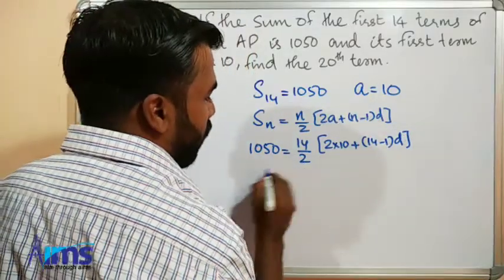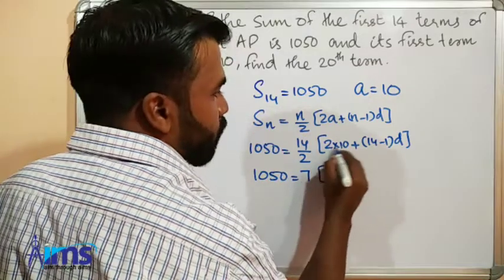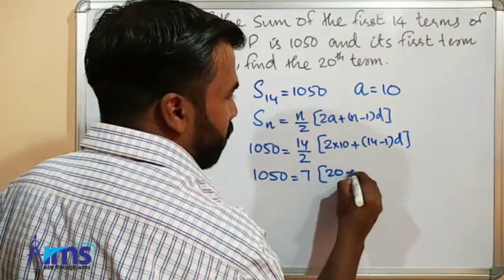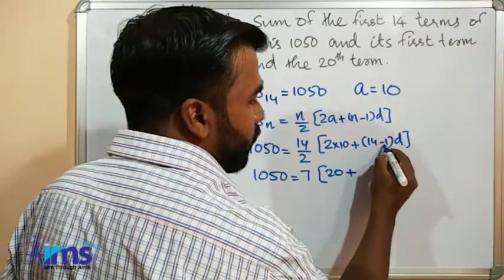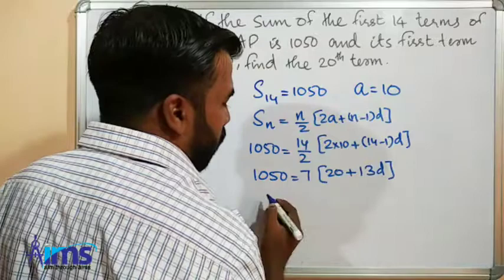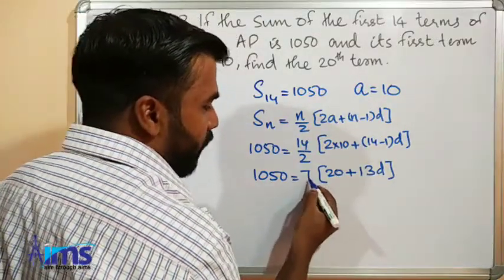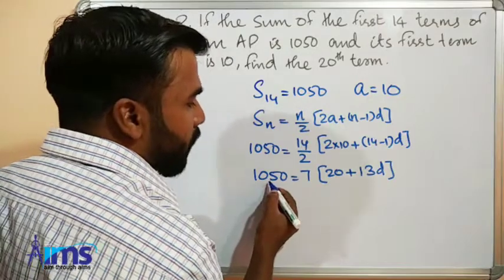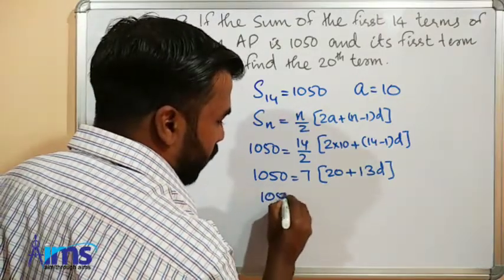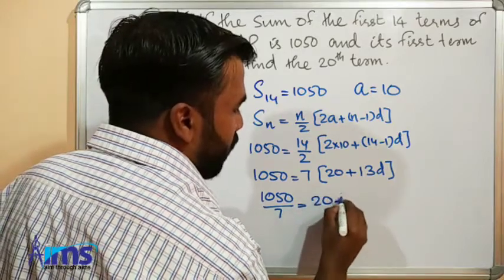So 1050 is equal to 7 into (2 into 10 is 20, then plus 14 minus 1, that is 13, 13d). Here 7 is on this side, when it comes to the left hand side it will become division, that is 1050 divided by 7 is equal to 20 plus 13d.